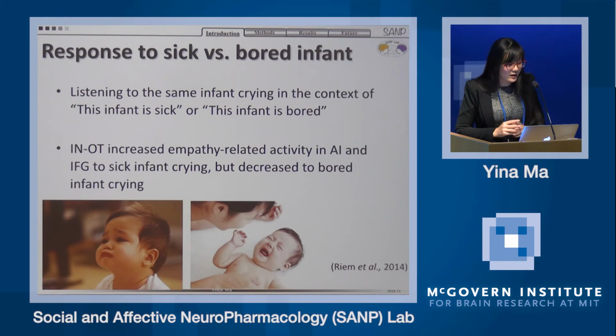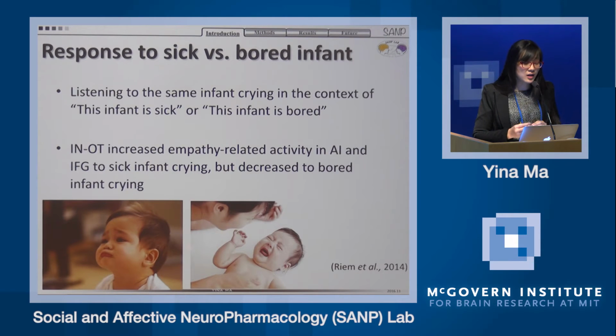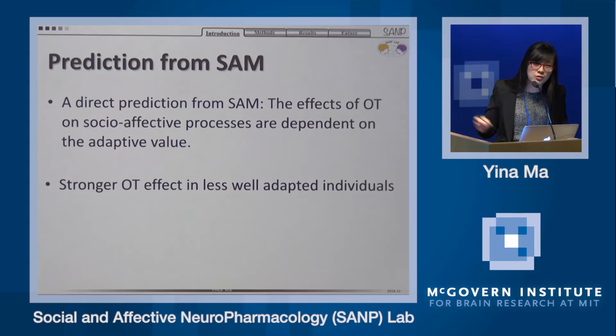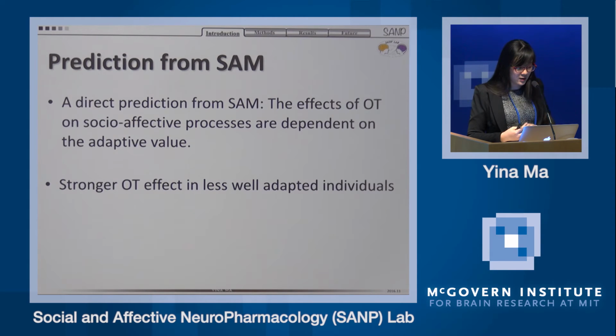Besides providing explanations for the inconsistent results, the social adaptation model also promotes some predictions, such as: the effect of oxytocin should depend on the adaptive value for that individual to have the direction of the oxytocin effect. Another prediction is that we would expect a stronger oxytocin effect in individuals who are less adapted to the environment. My group is conducting several projects testing this hypothesis, and there are several ongoing neuroimaging studies.